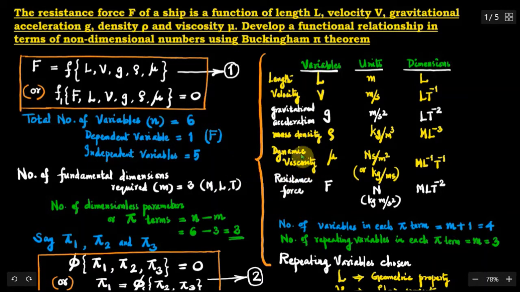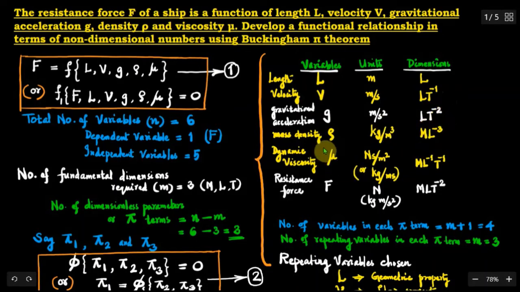Now let us consider the dimensions of these variables. Length L, its unit is meter and it has a dimension capital L. Velocity V, its unit is meter per second and its dimension is LT raised to minus 1. Fundamental dimensions are M, L, T, and theta, that is temperature. Here temperature is not part of the problem. The gravitational acceleration g, its unit is meter per second square and its dimension is LT raised to minus 2.